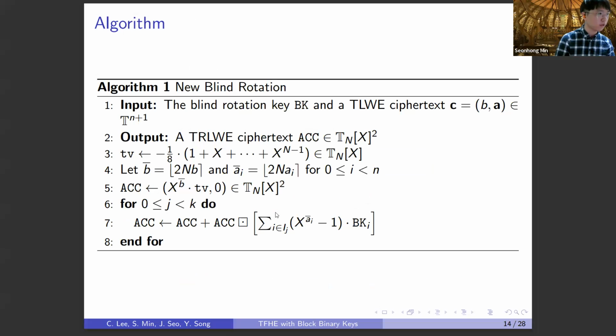So this is the exact algorithm of our blind rotation. As you can see from line 5, you have the accumulator, which is initialized with x to the b multiplied by the test vector. And from line 6 to 8, you iteratively generate the RGSW encryption of L monomials at once, and you multiply it to the accumulator with a single external product.